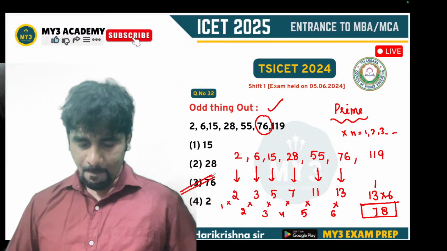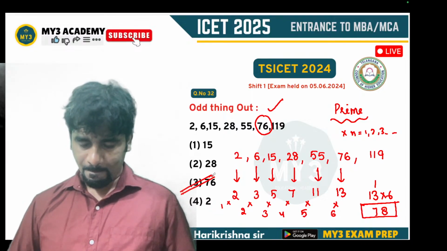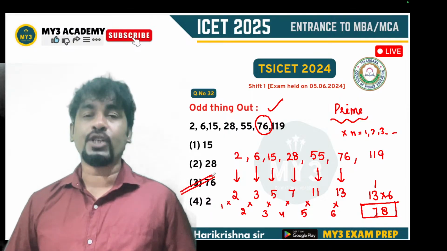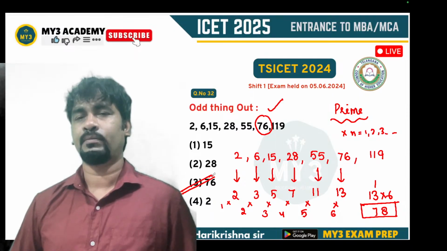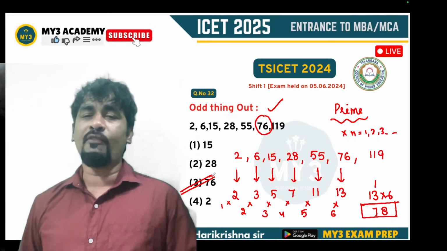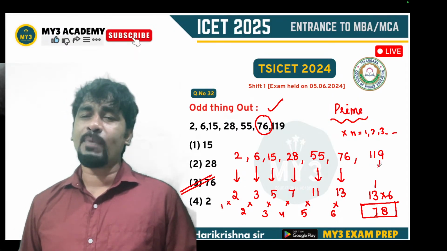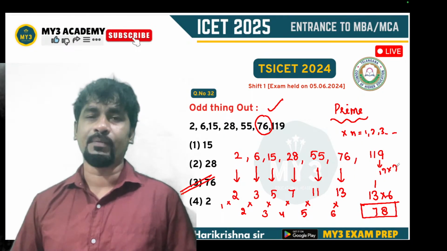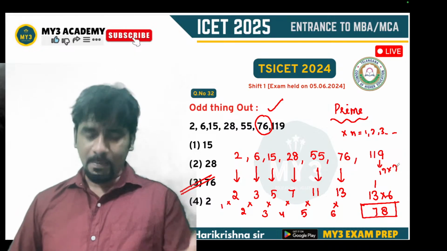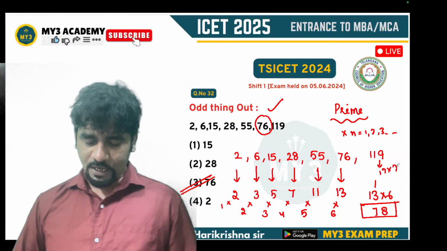Are you clear? Instead of 76, if it is 78, then it is correct. And you can observe after that, after 13, what is the next prime number? 17. 17 into 7, which is 119. It is exactly matching. So prime numbers are multiplied with the natural numbers as 1, 2, 3, 4 and so on.